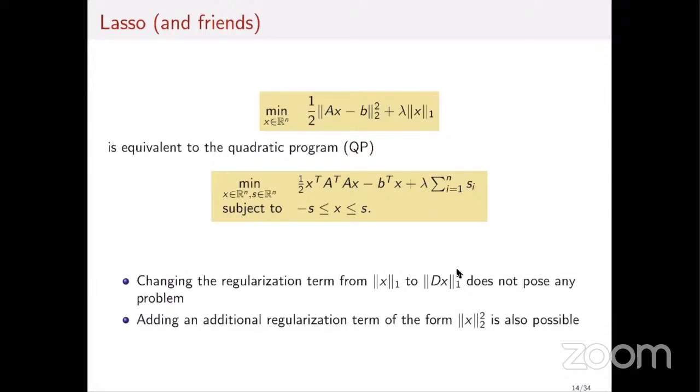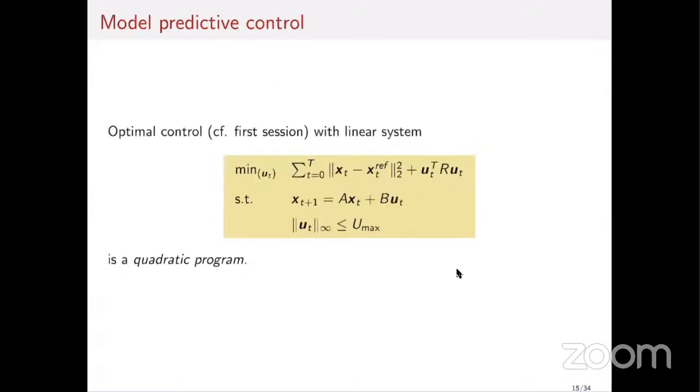So let's see. In the very first session, I talked about a problem in controls, model predictive control, and this very naturally fits a quadratic program. The problem was, I have a certain dynamical system, x_{t+1} equals A x_t plus B u_t. Here I'm assuming it's linear.